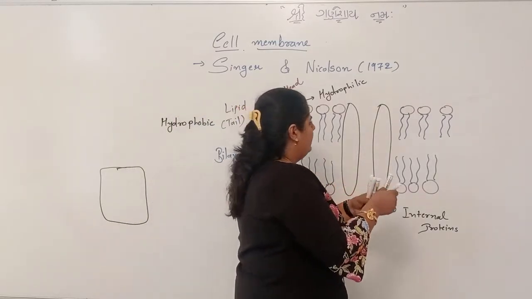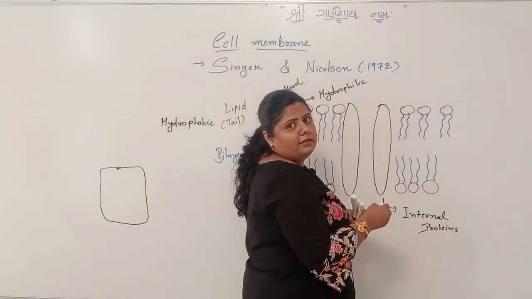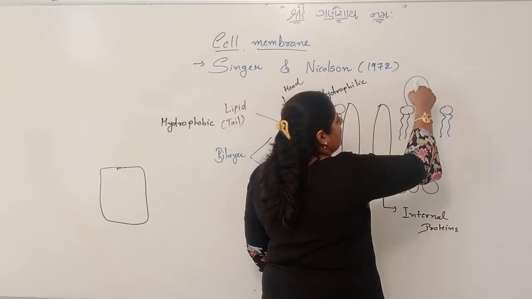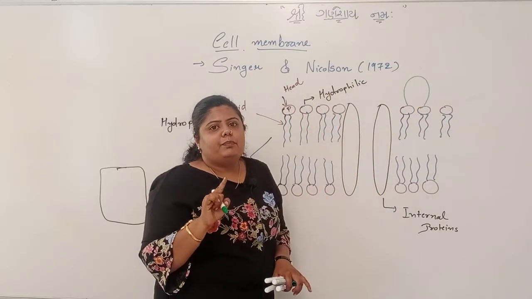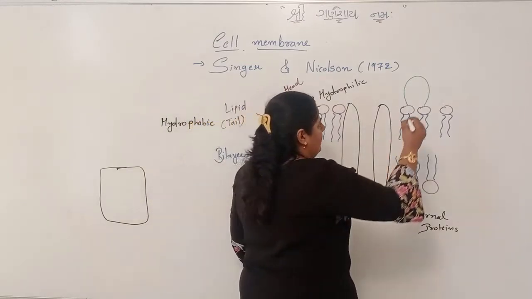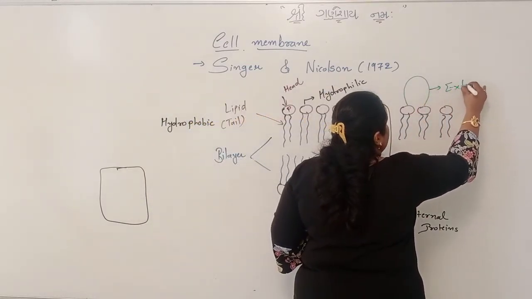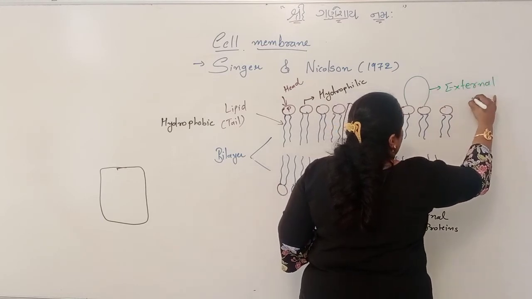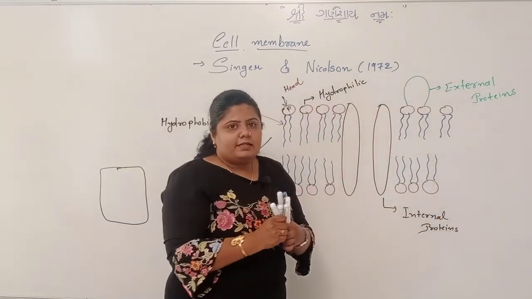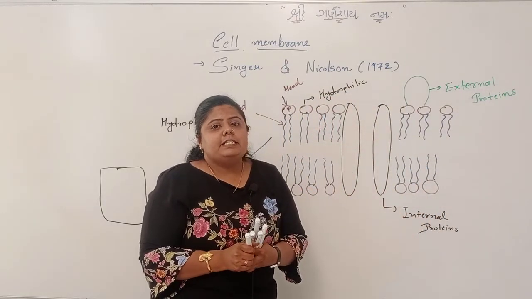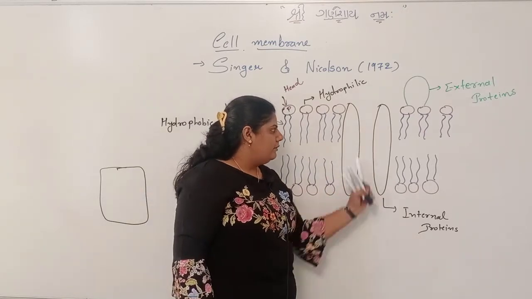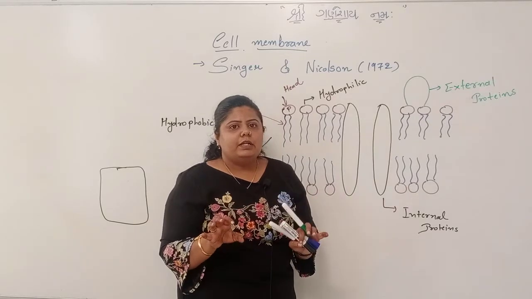Next, external proteins are present on the outer surface. This type of protein can easily be removed by a solution. What is the function of external proteins? They are receptors. Second, they interact with sugar chains for identification. So internal proteins are for the transportation of molecules.